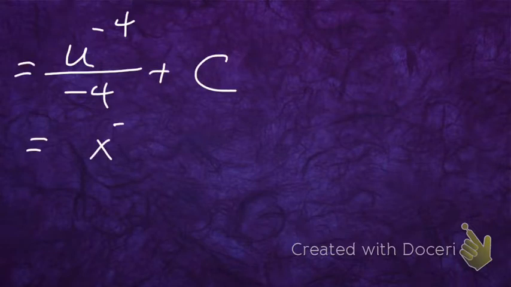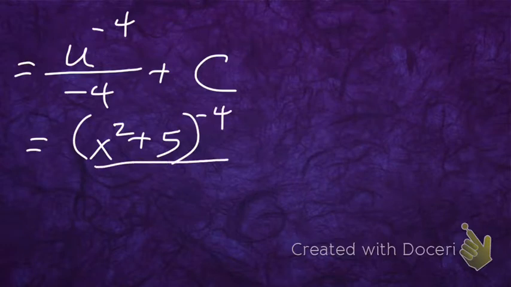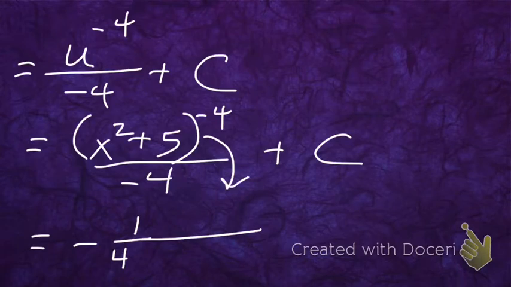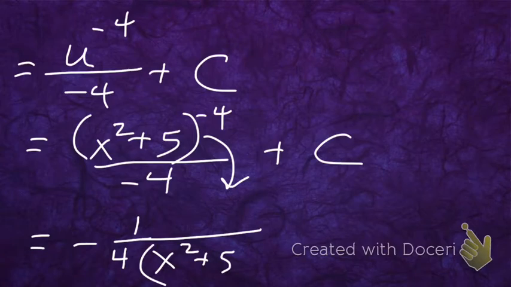So that is x squared plus 5 to the negative 4th power. There is a negative 4 in the denominator. We said that that's the same as negative 1/4. And we'll move that base down to the denominator to make the power positive. And that's a wrap.